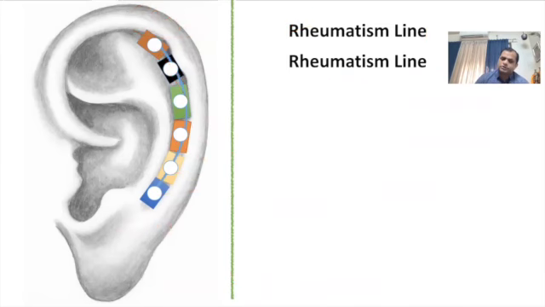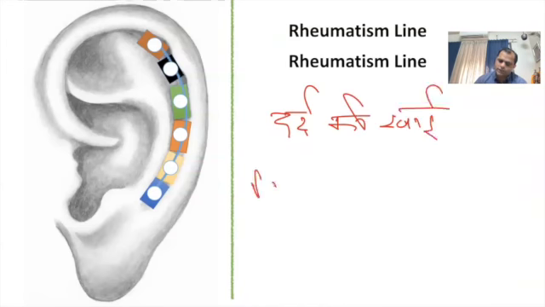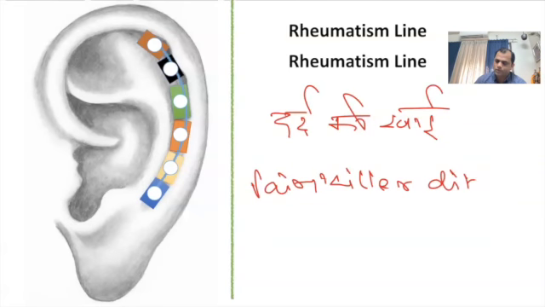The other name of this line is दर्द की खाई, or we are telling it painkiller ditch. So with the help of this, we can remove the pain happening throughout the body. हमारे संपूर्ण शरीर में होने वाले दर्द को भी हम इस लाइन से निकाल सकते हैं. So this is a very special line, the rheumatism line, or the painkiller ditch, or the dard ki khai.